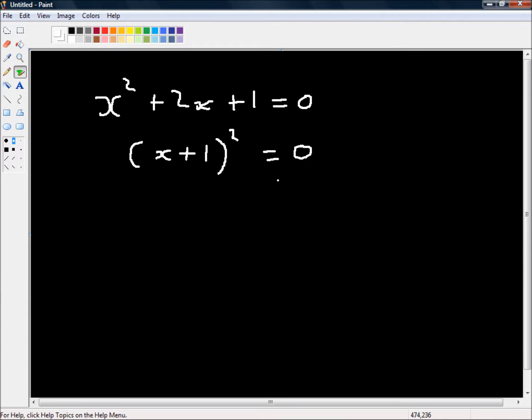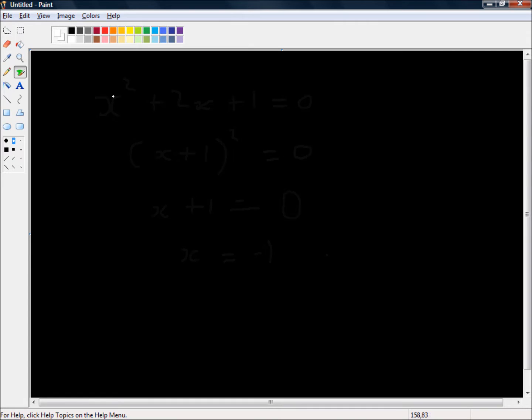We can now take the square root of both sides. So x plus 1 equals the positive or negative square root of 0, both of which is positive or negative 0, which is 0. Which means there's only one value for x, and that is negative 1. If only they were all that simple.